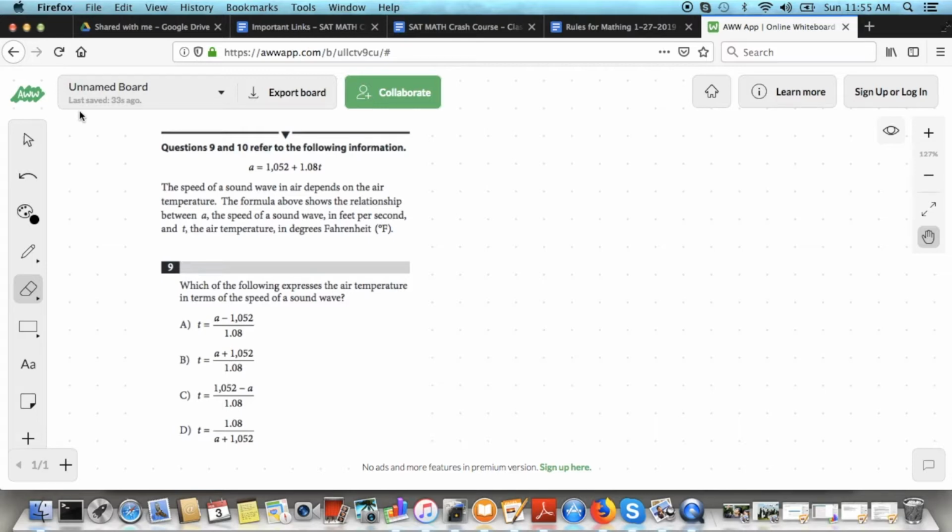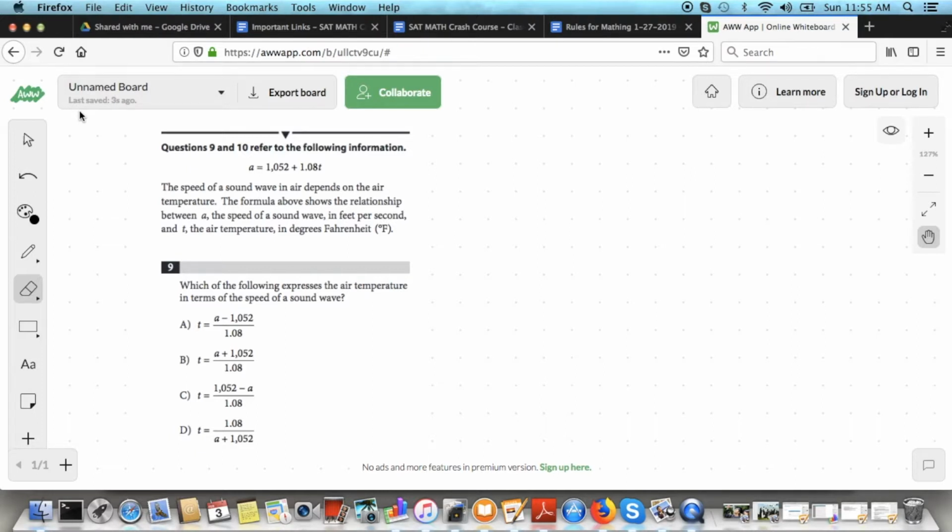I do sometimes recommend that students rewrite equations with more logical variables so they don't get mixed up. Why is A speed? Anyway, it's still not a major issue on this problem, but I do see it on some others where it makes sense to reassign variables. But anyway, the formula shows the relation between A, the speed of a sound wave in feet per second, and T, the air temperature in degrees Fahrenheit. So T is the air temperature up here, and A is going to be the speed of a sound wave. Okay.